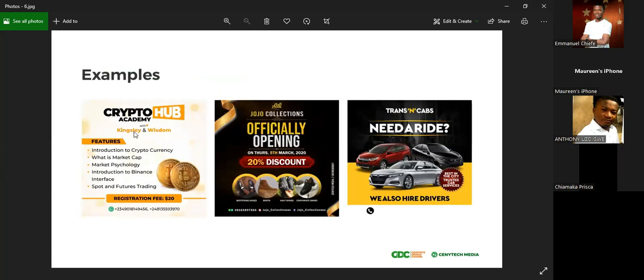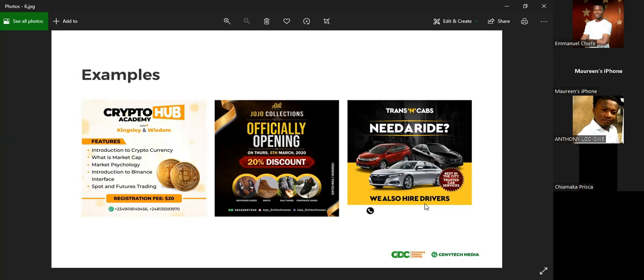You see, here is centered, and the feature is left centered. If this introduction to cryptocurrency is at the center, and what is market cap is by the left, it doesn't make a good alignment and balance. You understand? When you go through this other flyer, you see everything is centered. This one, everything is centered. There must be a particular alignment.